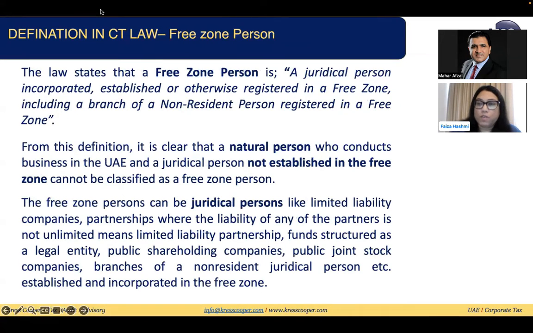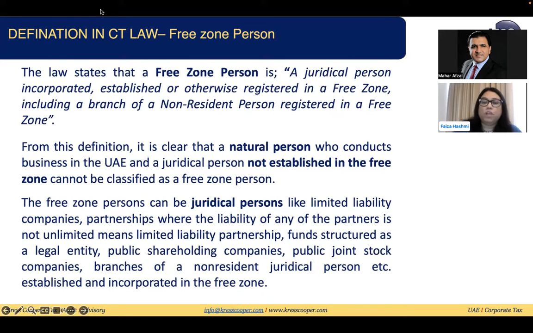So free zone person had also been defined in the law, and it said that a juridical person which is incorporated, established, or otherwise registered in a free zone, and it had included the branch of a non-resident person which is also registered in the free zone. So that was part of the definition. And from this definition, it was clear that natural persons who are conducting business or juridical persons who are not established in the free zone would not qualify as a free zone person.